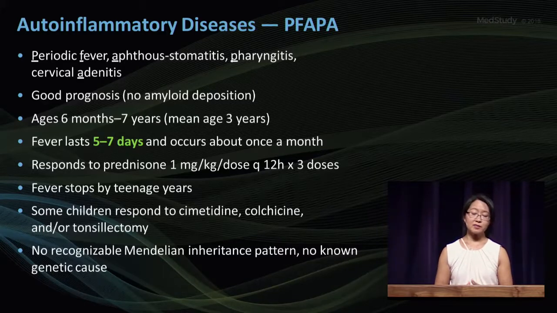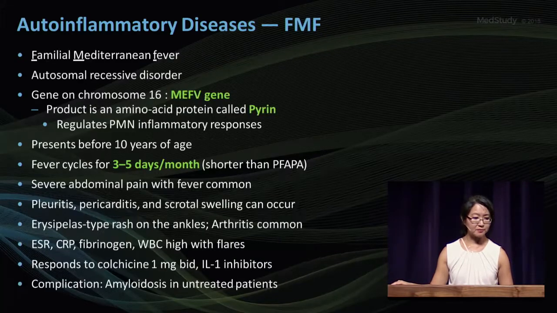And the way you treat these patients, you go ahead and give them prednisone, 1 milligram per kilogram a day, twice a day, for 3 doses. And typically the fever stops in their teenage years. There's a possible link of an infectious agent with this because some children respond to tonsillectomy. There's also a response to cimetidine as well as colchicine, and there's no recognizable Mendelian inheritance pattern with PFAPA syndrome.